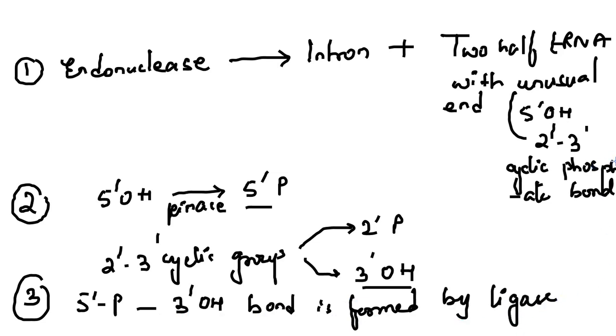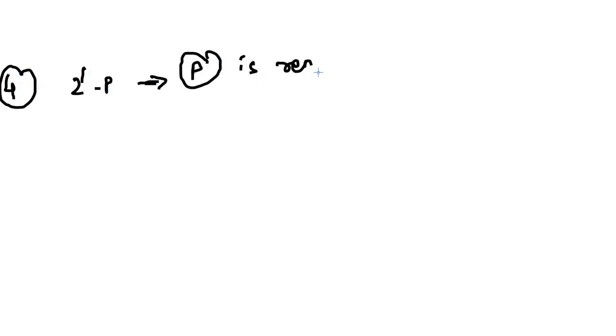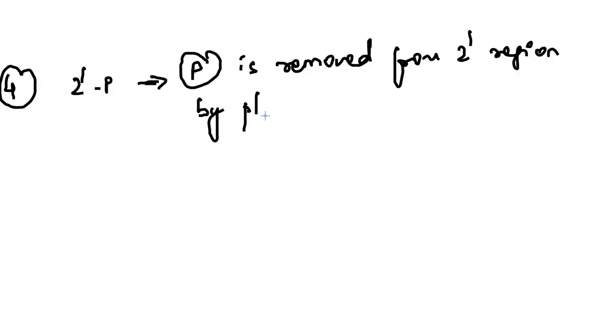And in the fourth step, the 2' phosphate is removed from the 2' region by phosphodiesterase. So these are the four steps. Now let's get back to the detail again.